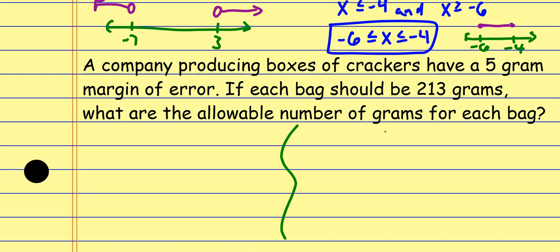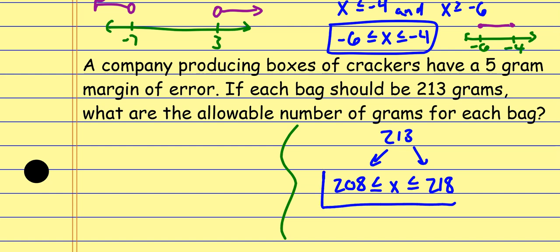So if I'm supposed to have 213 grams, if I'm off in the low direction, like if I'm 5 grams too light, all right, it means that I would end up with 208 grams, all right? But if I was 5 grams too heavy, 5 grams in the other direction, I'd be at 218 grams. In other words, my value for x has to be greater than or equal to the 208, but less than or equal to the 218. This is the answer to this question, all right?